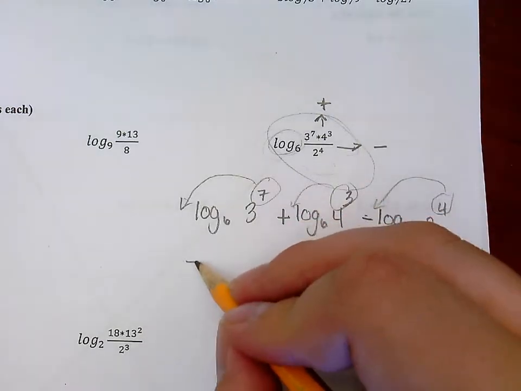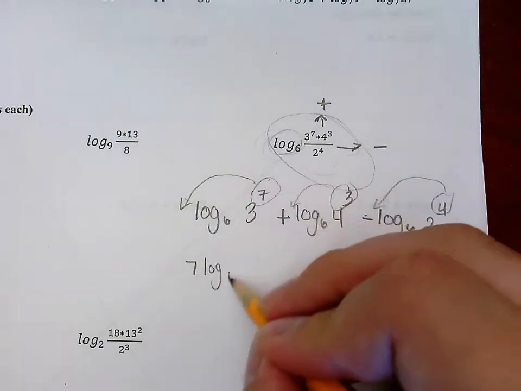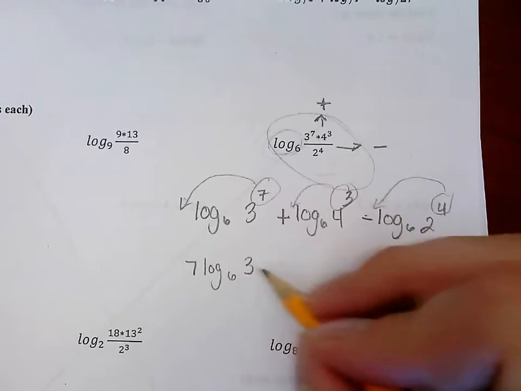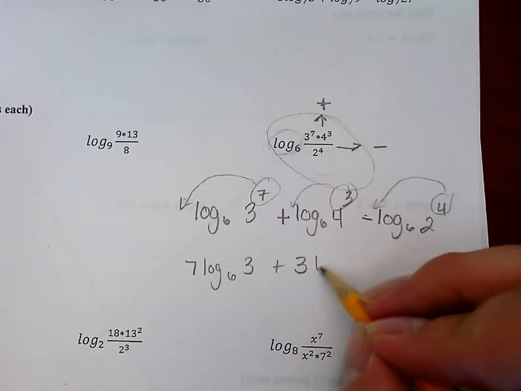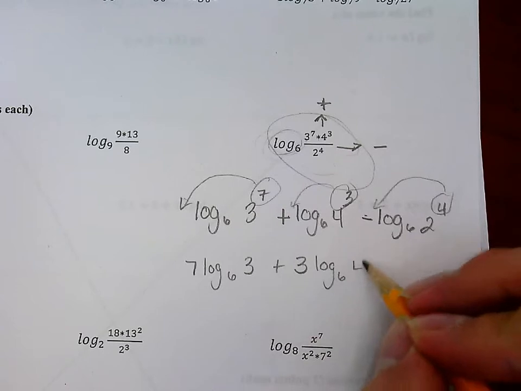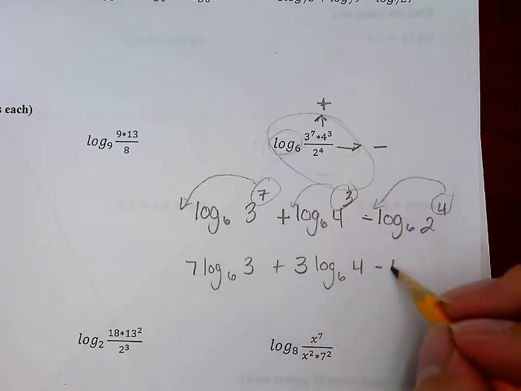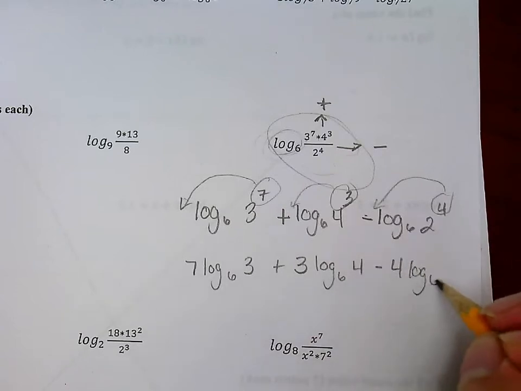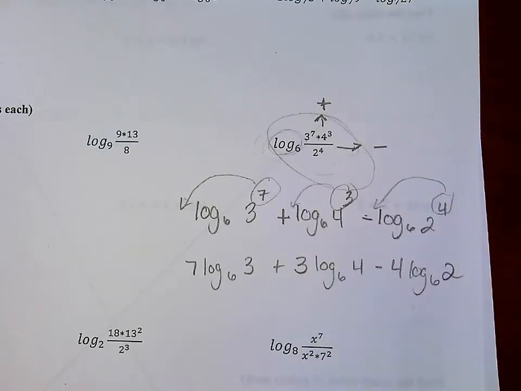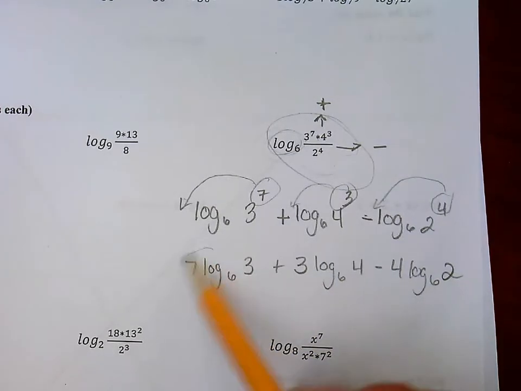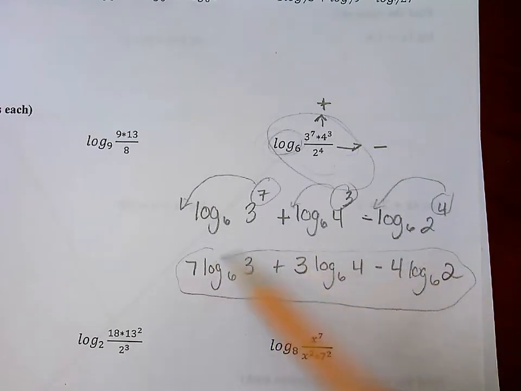So this ends up being 7 log base 6 of 3 plus 3 log base 6 of 4 minus 4 log base 6 of 2. And that's what would end up happening. This would be the final answer. This is expanded out. All right? Before we were trying to shrink, this one we expanded. All right?